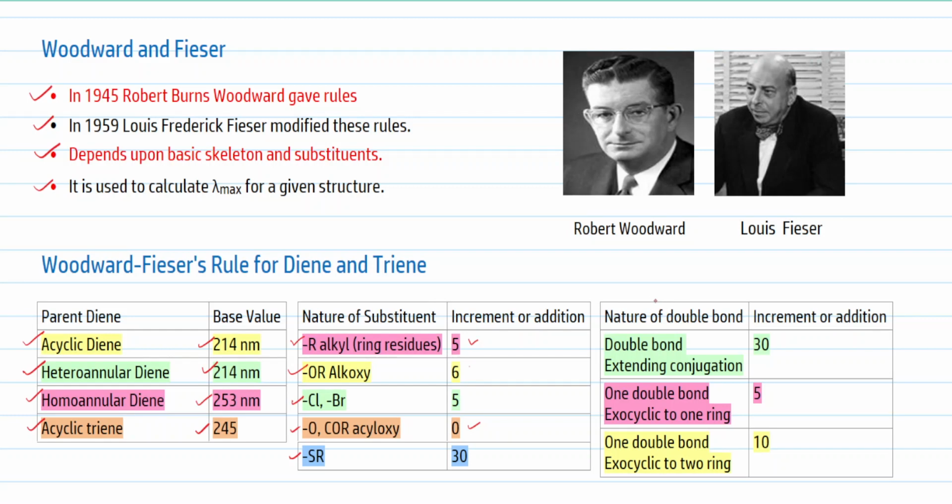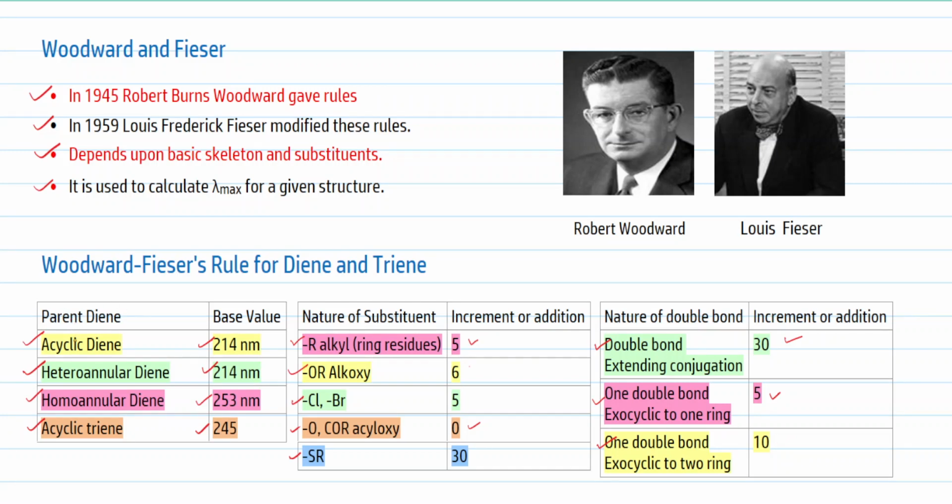Now for the double bond, if the double bond is present in conjugation with the parent diene system, then we have to add 30 nanometer. And if the double bond is present in the cyclic diene and it is exocyclic to one ring, it has a value of 5 nanometer, which we have to add to the base value. Exocyclic means the bond which is present outside the ring but attached to the ring through one carbon. If the double bond is present outside the ring and exocyclic to two rings, then we have to add 10 nanometer.